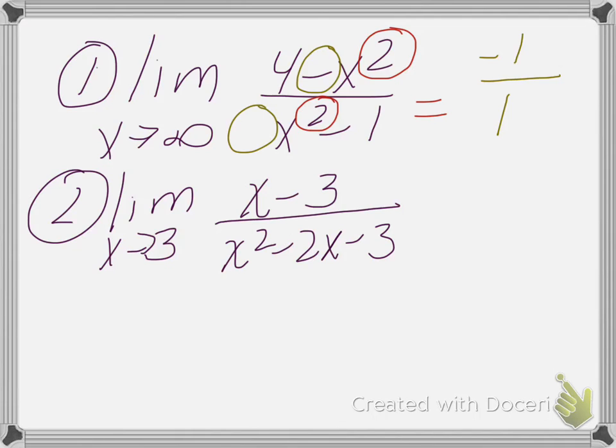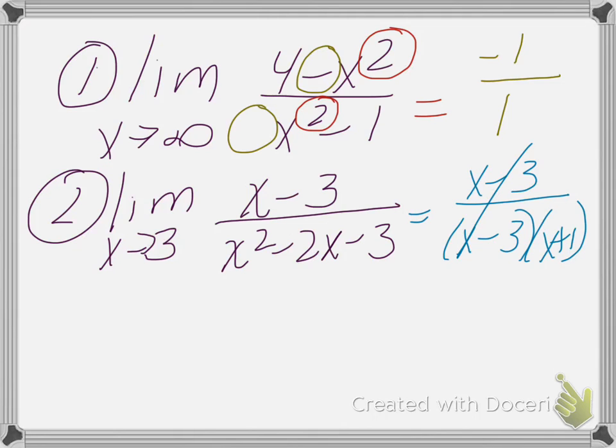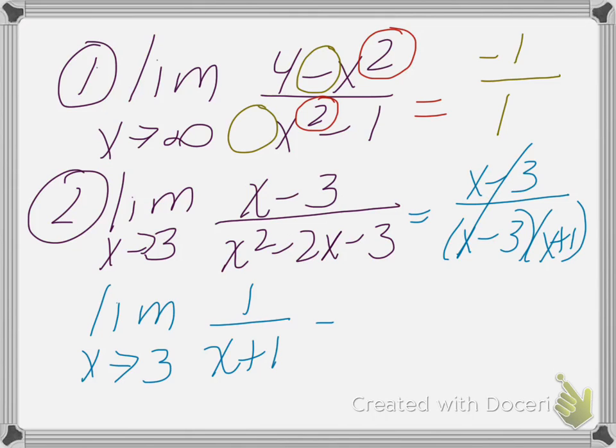Okay, for number 2, you want to first try substitution, and if you try to substitute 3 in the denominator, you will get 0. However, you can factor the denominator. And when you do, the x minus 3's cancel. And then you're just left with 1 over x plus 1. And 1/4 was the answer.